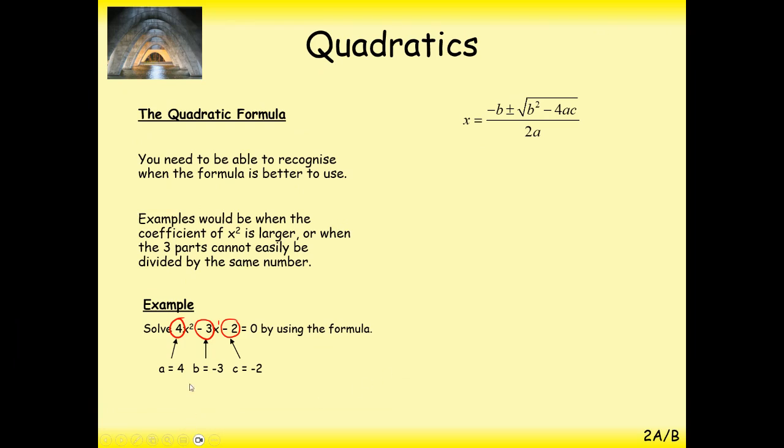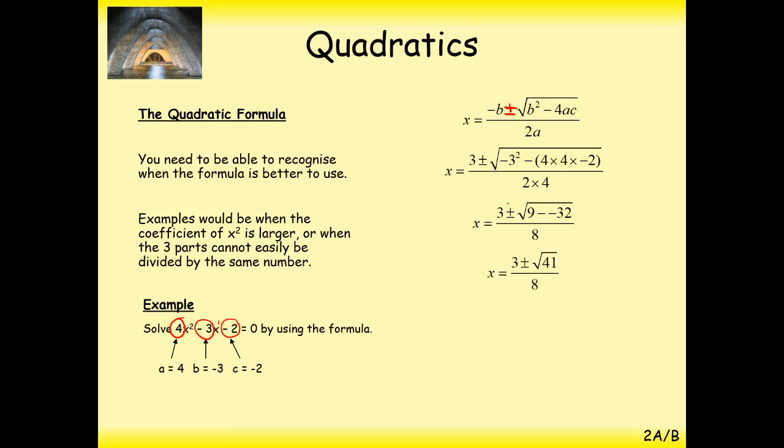You substitute these values into the formula, and because of the plus and minus root sign, you end up with two answers. Once you evaluate it with the plus sign, this fraction can be evaluated with the plus sign here or with the minus sign. So finally, you end up with these two answers.